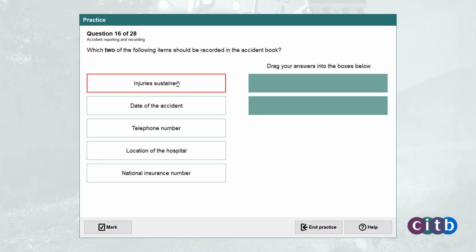Which two of the following items should be recorded in the accident book? Injuries sustained. Date of the accident. Telephone number. Location of the hospital. National insurance number.